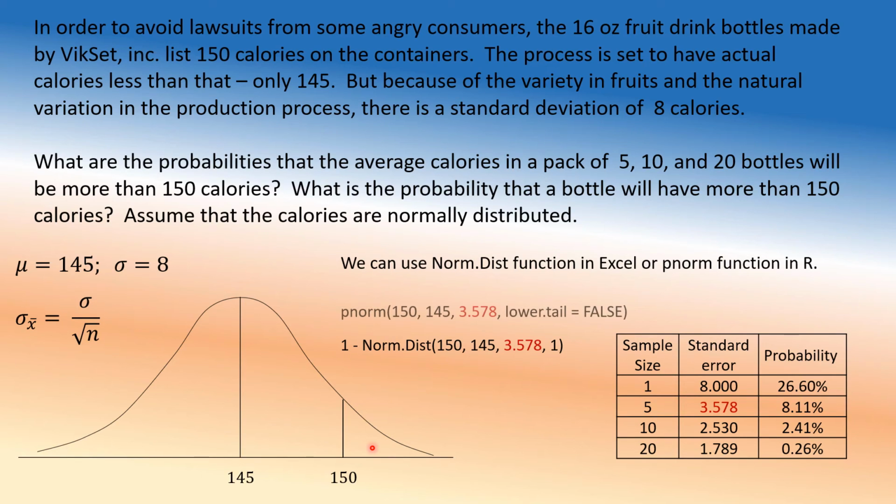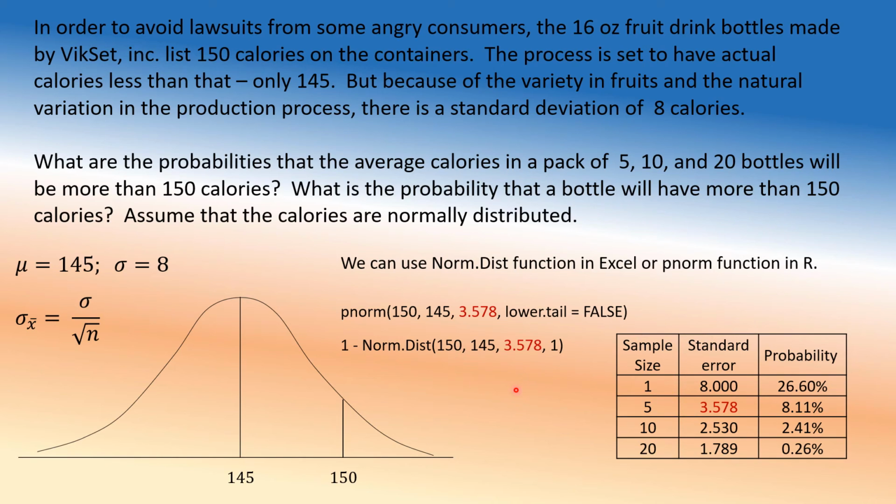The R function is pnorm. So in pnorm, once again, we have our x there, our mean, our standard deviation, and lower.tail equal to FALSE. If you make it TRUE, it gives you this number. Make it FALSE, it gives you that number. Instead of in Excel, where you got 1 minus something there.